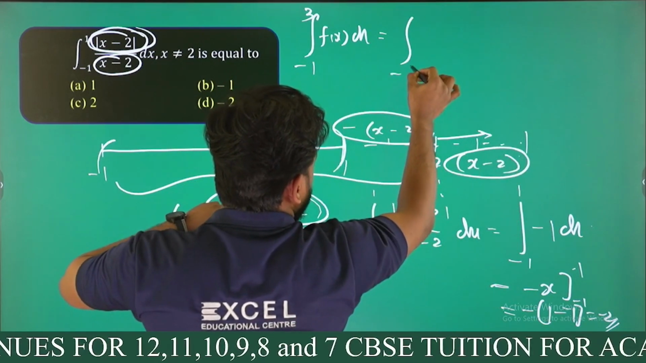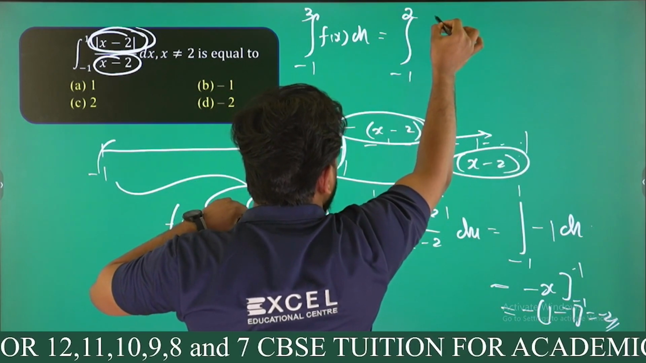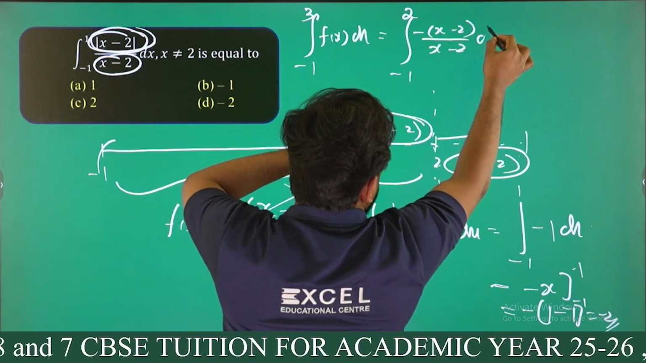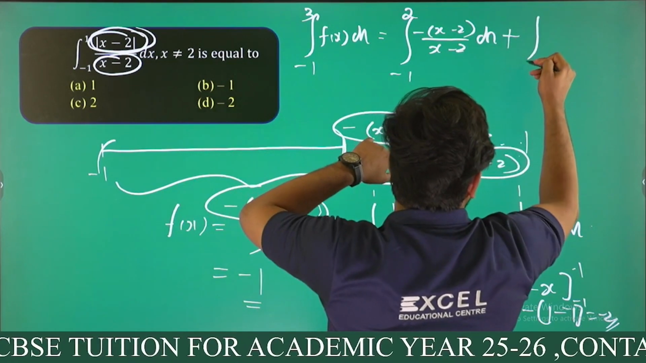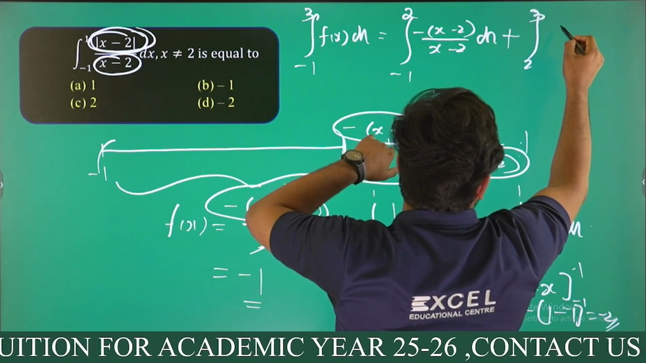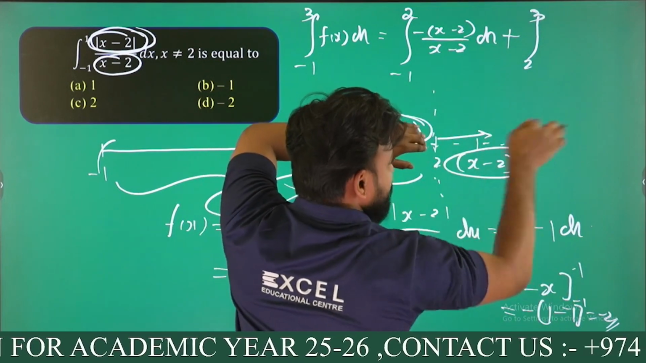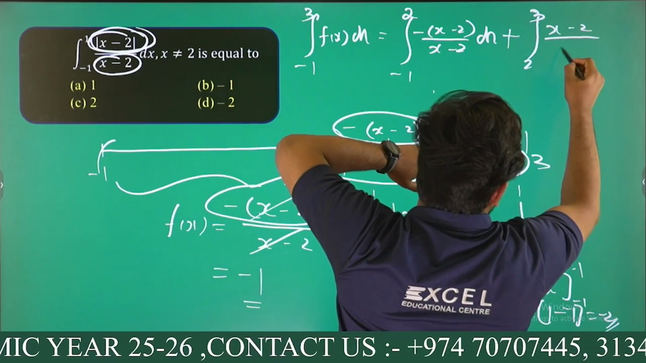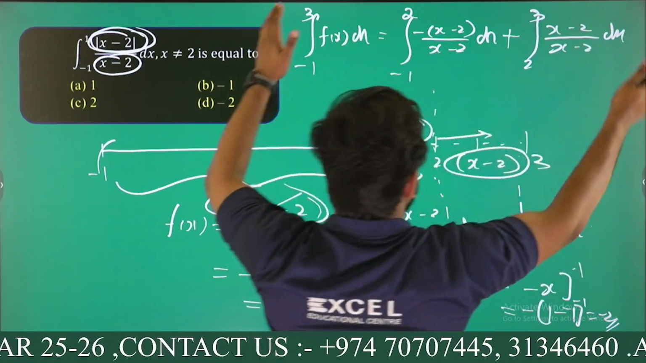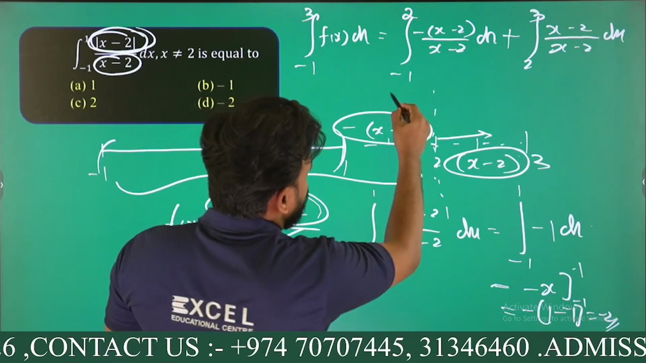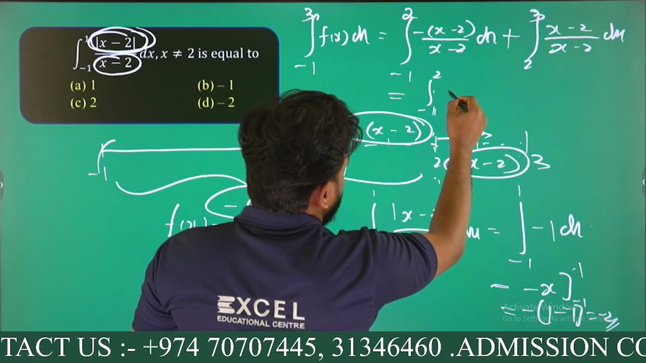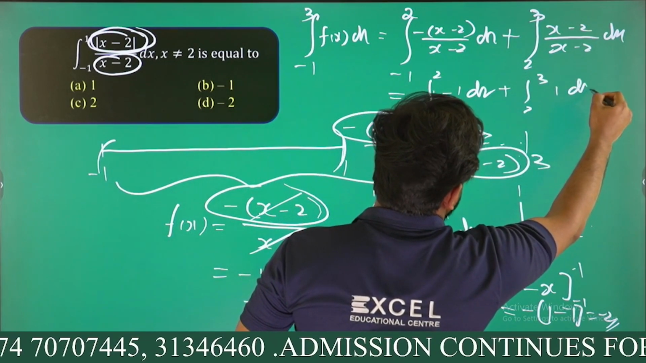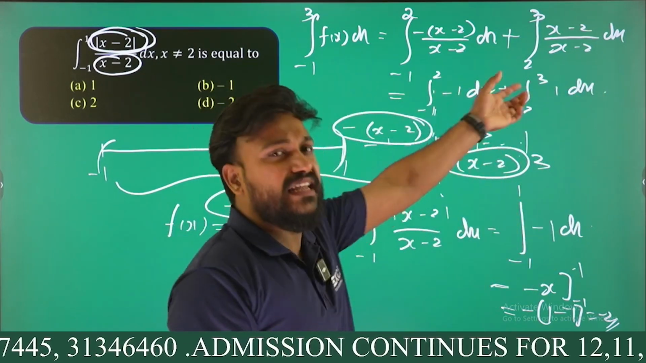So you have to integrate from minus 1 to 2. At that time, you have to write the integral of minus (x minus 2) by (x minus 2) dx from minus 1 to 2, plus the integral from 2 to 3. After 2, you are going for x minus 2 by x minus 2. The function is split into two parts. So you can write the integral from minus 1 to 2 of minus 1 dx, plus the integral from 2 to 3 of 1 dx. Now you can easily directly integrate it and you will get it.